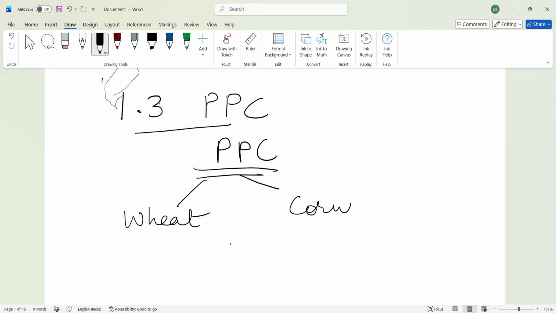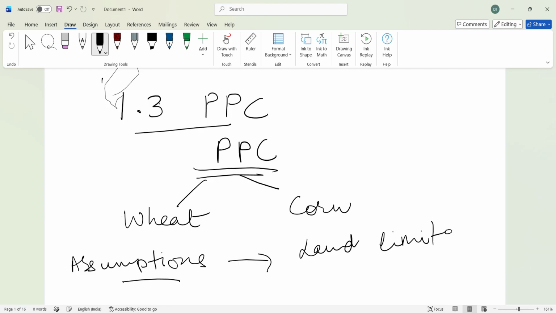All right. So there are certain assumptions that we take before we go into the production possibility curve. First thing, as I said, you have limited land, right? So you have a limited land with you. And not only land, you have a given technology also with you, right?